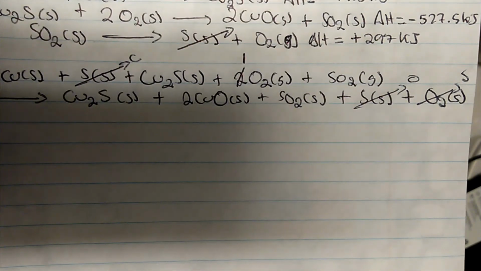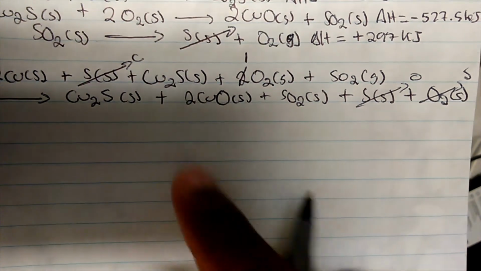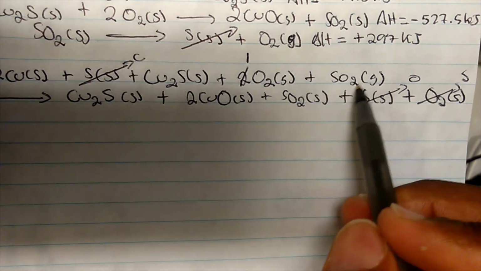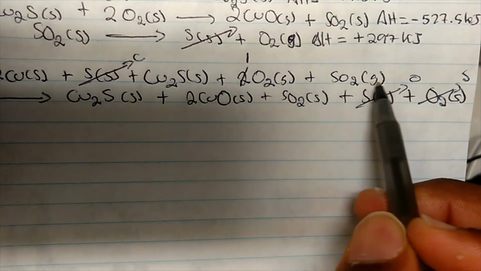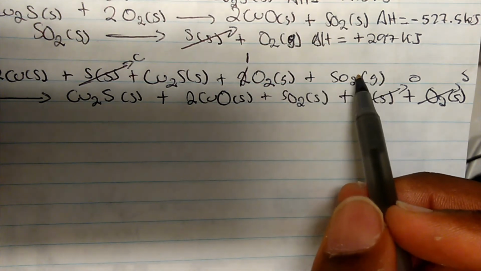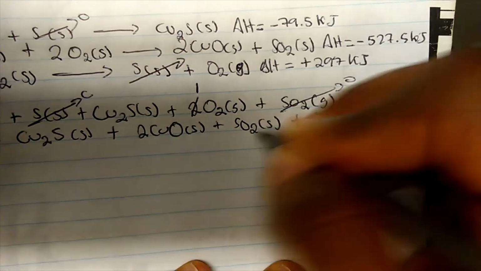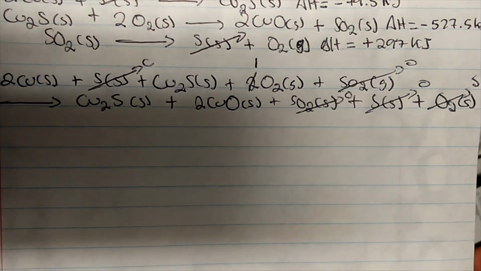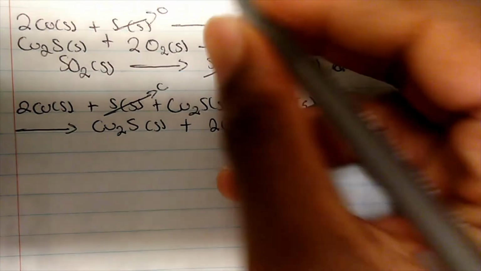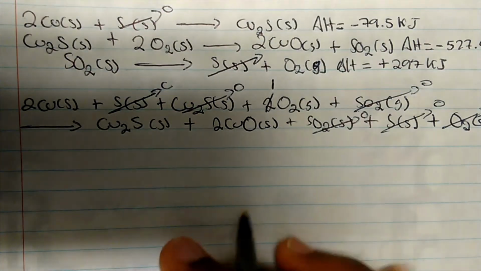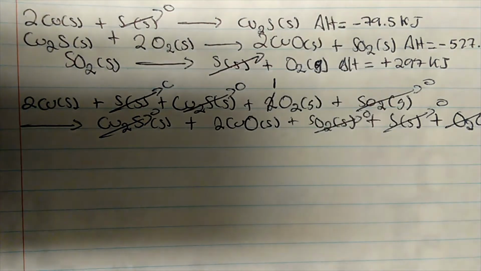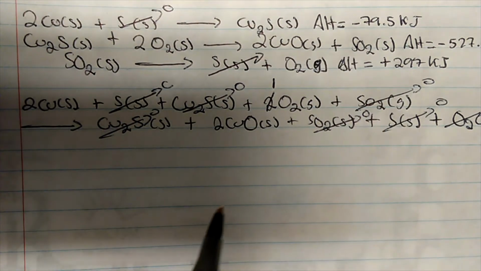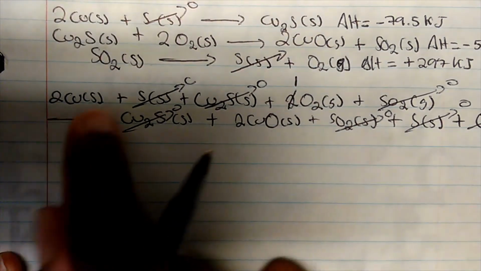Well, what else do I see on either side of the equation that will actually cancel out? We have SO2 gas on both sides, so SO2 gas will go to 0. And what else do we see on both sides of the equation? I see 1 mole of Cu2S, and I see 1 mole of Cu2S as the product as well.